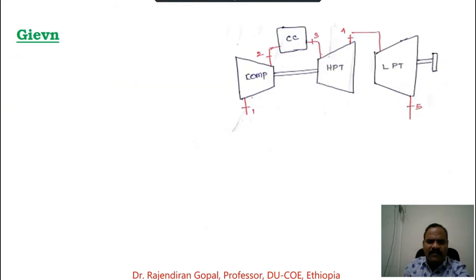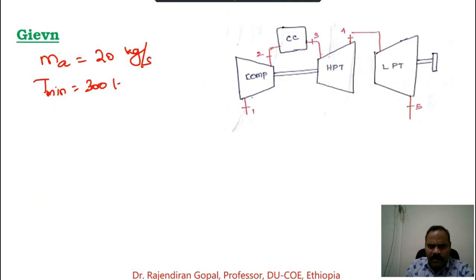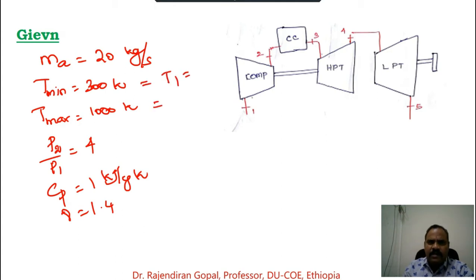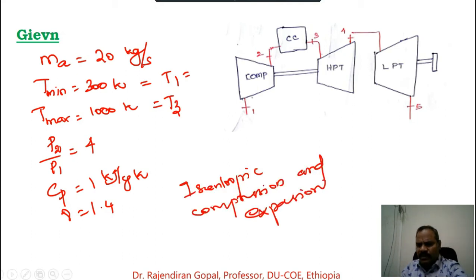They have given the mass flow rate of air is equal to 20 kg per second. Minimum temperature 300 Kelvin. Maximum temperature 1000 Kelvin. The pressure ratio in the compressor P2 by P1 is equal to 4. Cp of air and the exhaust gases 1 kilojoule per kg Kelvin. Gamma is equal to 1.4. So that is T1 is equal to 300 Kelvin and T3 is equal to 1000 Kelvin. Assume that the compression and expansion are isentropic.